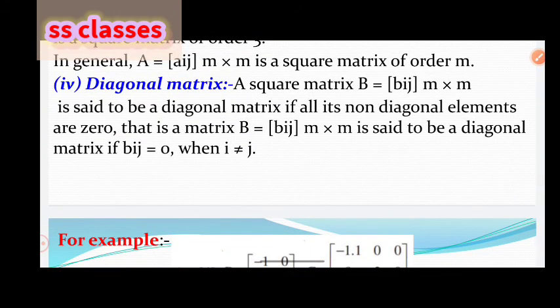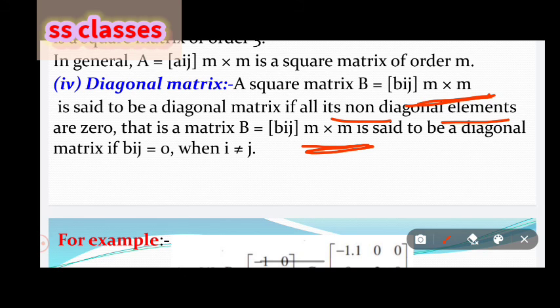And the fourth matrix is the diagonal matrix. Diagonal matrix is also self-defined, a square matrix. This is a form of square matrix. A square matrix V equal to Vij, m into m is said to be a diagonal matrix if all its non-diagonal elements are 0. That is, Vij equal to 0 when i not equal to j.